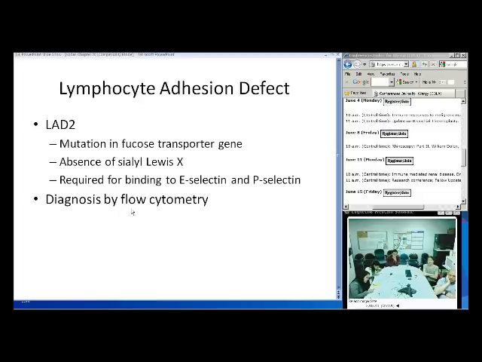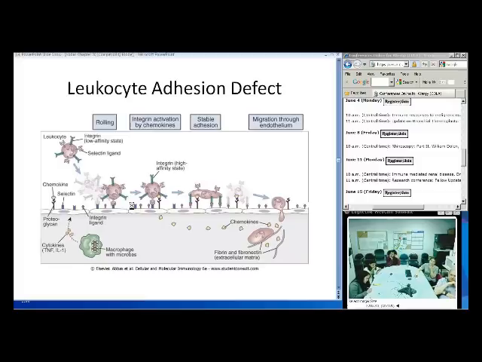There's, of course, also LAD type 2, which is a mutation in the fucose transporter gene, and it is an absence of the sialyl Lewis X that's required for binding of E-selectin and P-selectin. Again, this can be diagnosed by flow cytometry, although this would be a send-out for us. It's not something that we can do in-house. So instead of the integrins, which actually stop the leukocyte, it's very similar. It's just the selectin binding that you're not going to get.